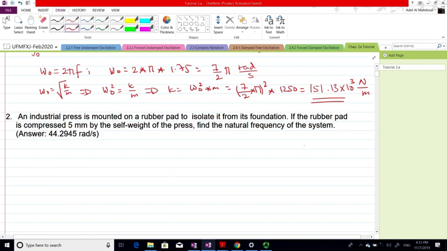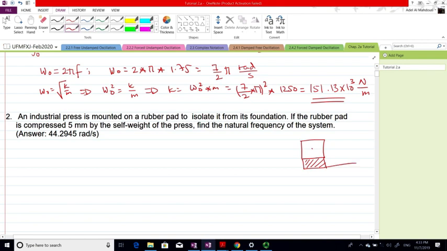If we illustrate with a drawing, let's say this is the industrial press, and this one is the rubber pad.